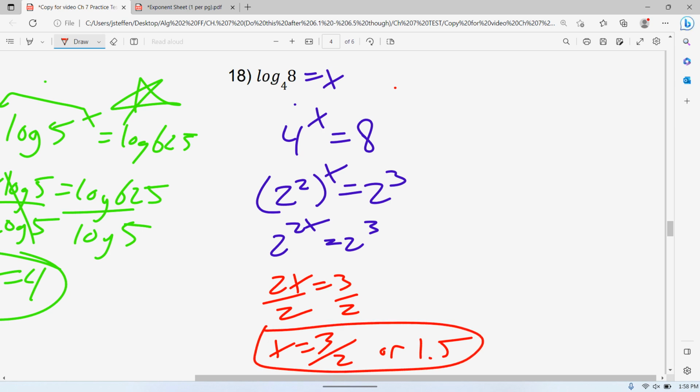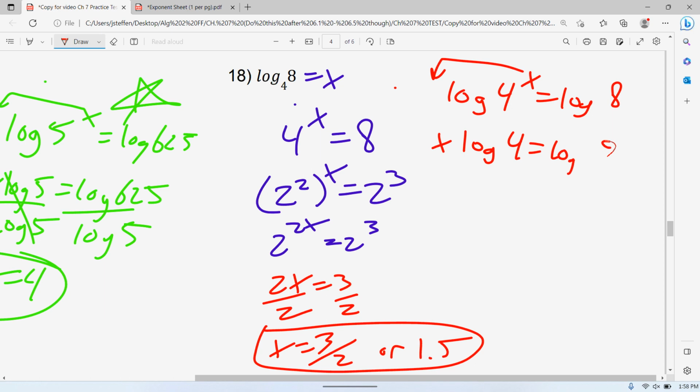Now again, you could take the log of both sides. Move that x in front, so that's x times log of 4 is equal to log of 8. And divide both sides by the log of 4. That cancels. You should get the same answer.